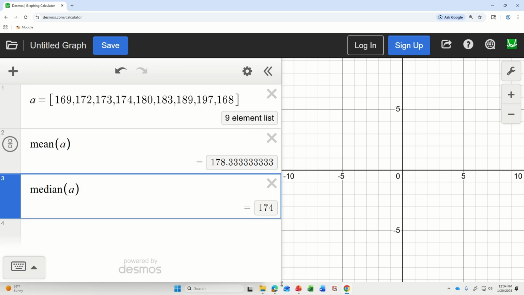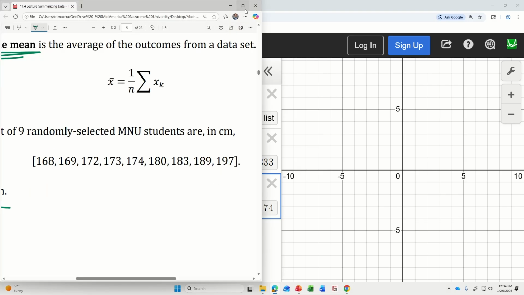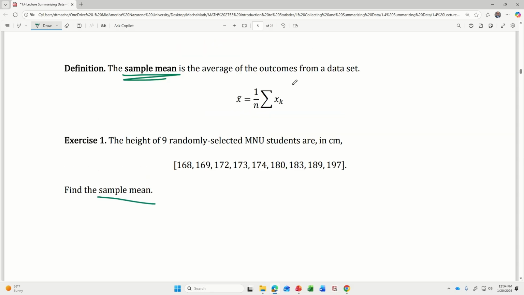Okay. So that's how you do means. That's how you do sample mean in Desmos. Remember, this capital Greek letter sigma is telling you to add everything up. So the X with the little overbar, that represents the sample mean. This symbol is telling you to take the sample mean.